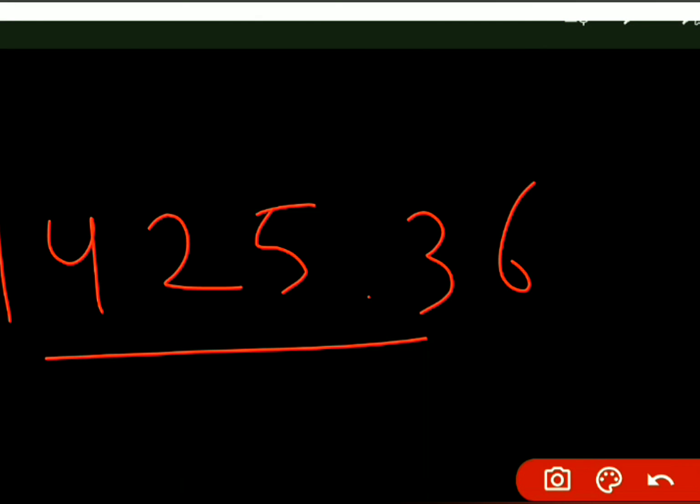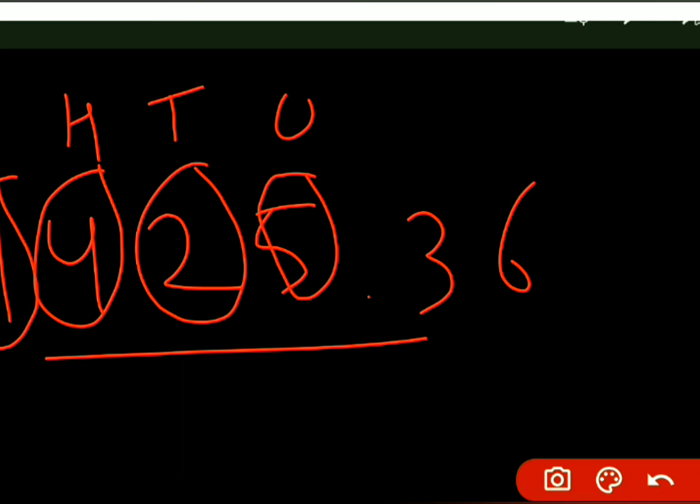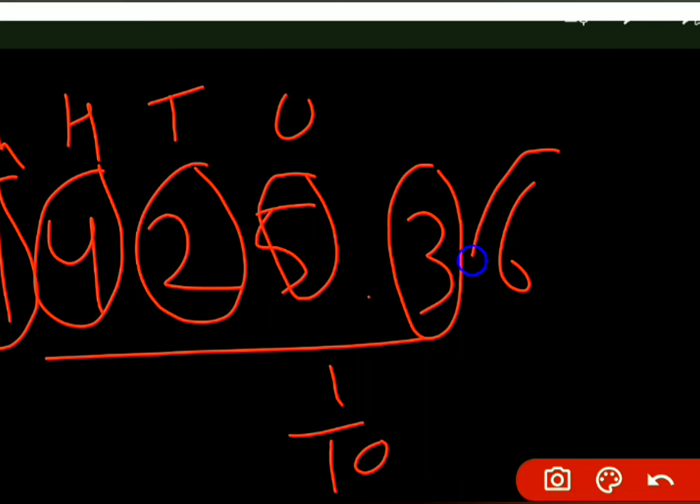The place value, we are talking about the left hand side of the decimal point. The place value of 5 is ones, the place value of 2 is tens, the place value of 4 is 100 and the place value of 1 is 1000. And on the right hand side of the decimal point, the place value of 3 is 1/10, the place value of 6 is 100th.